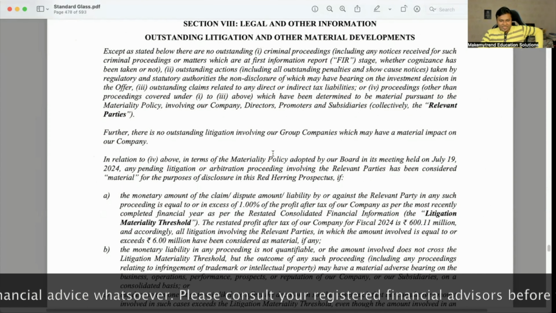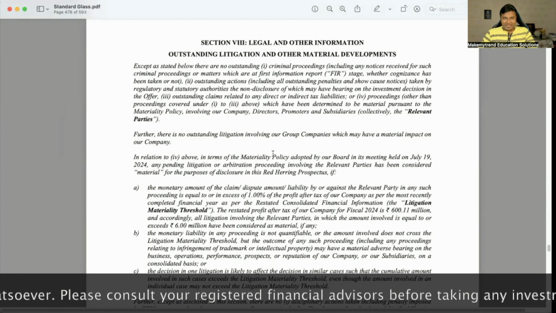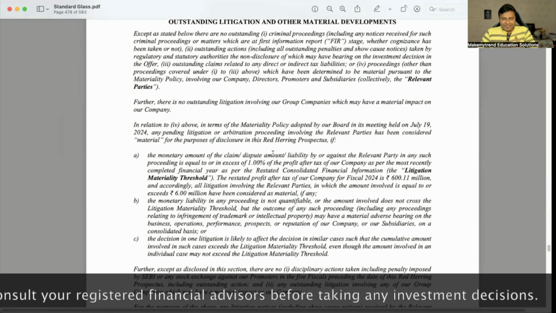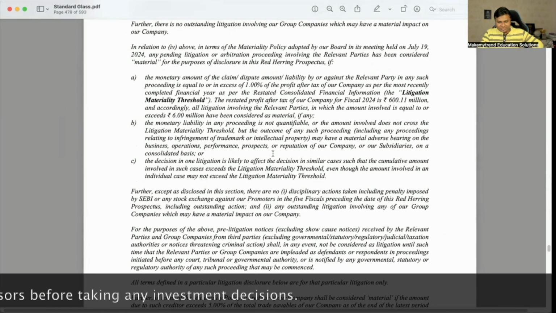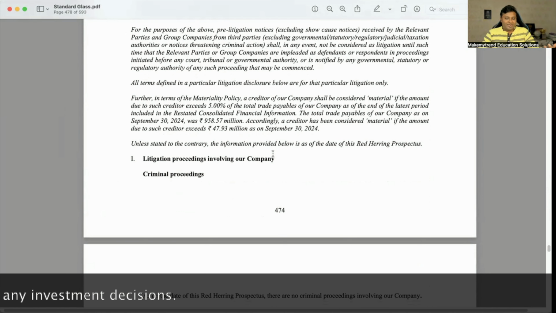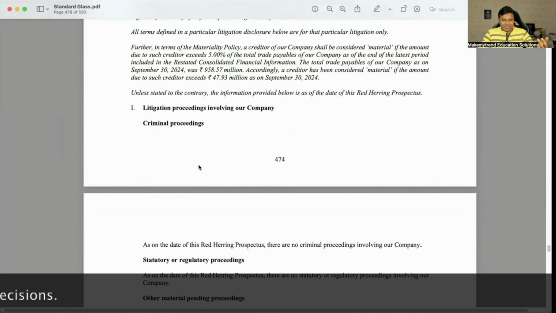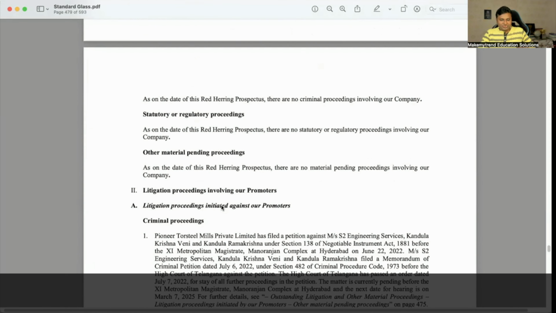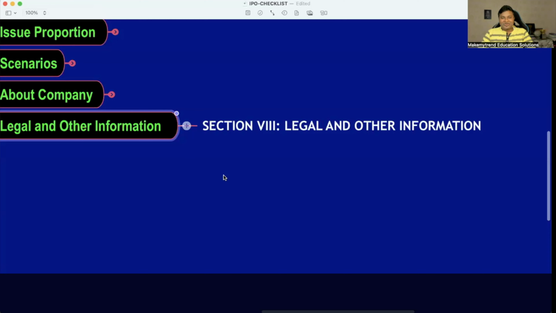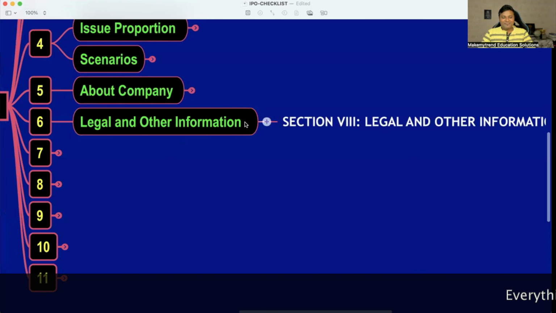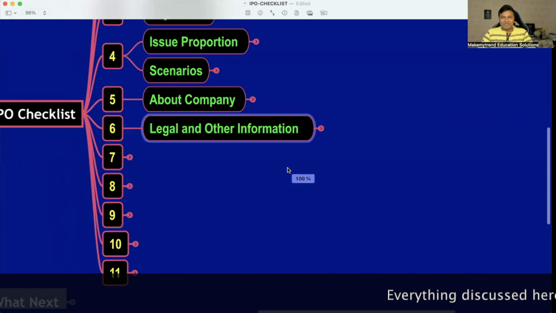When you go there, they must disclose, in fact. Whenever any company comes to the IPO, they must share each and every litigation or legal matter which is currently running for the company. If you see the litigation proceedings of the company, these are the criminal proceedings and so on and so forth. They have to share all the information. Now, as an investor, this is the best place where you'll come to know about your company before investing, whether your company is a good company in terms of litigation and legal information or not.